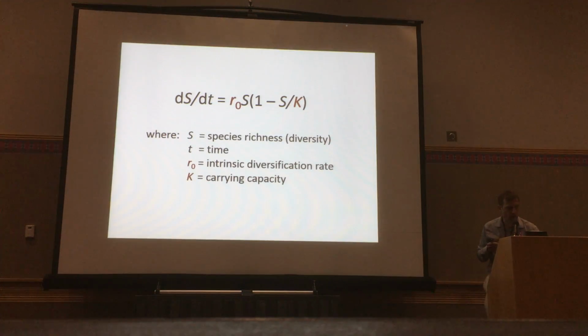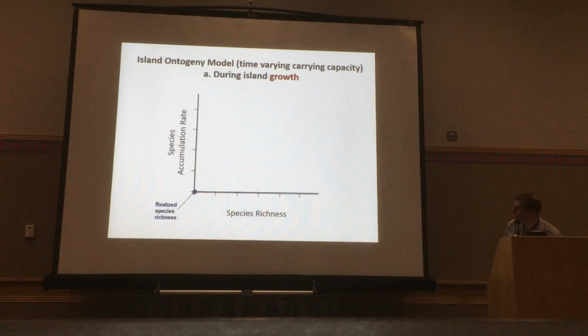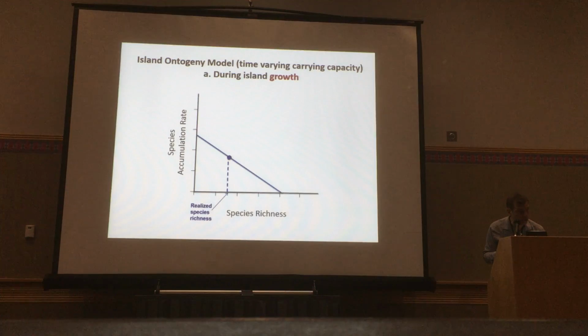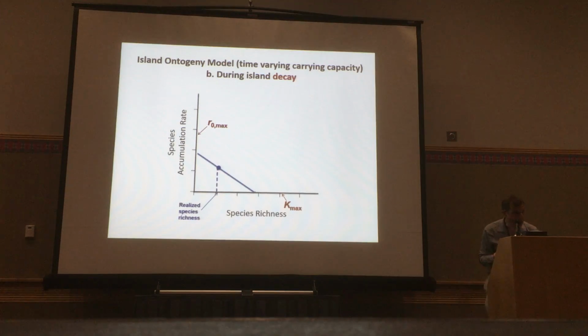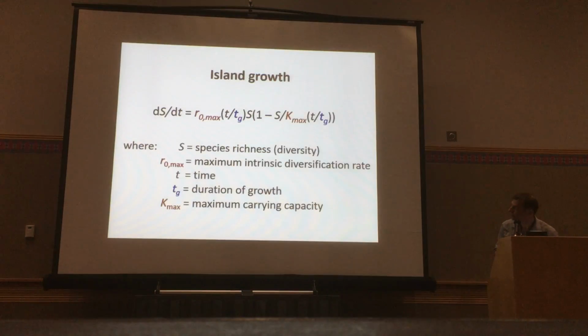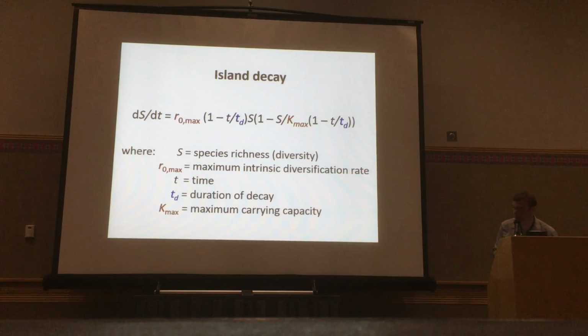So what I'm going to do now is derive for you the shapes of the curves that have a time-varying carrying capacity according to the geologic evolution of the islands. And so I'm going to have the carrying capacity and the intrinsic rate increase as the island grows rapidly, with a maximum species accumulation rate and a maximum carrying capacity, and then more slowly, that's going to decay away again as the island subsides and erodes. I'm going to write down the equations of that and then solve them. So it's fairly simple addition, adding in the time-varying rates, the time of growth, and the time of decay.